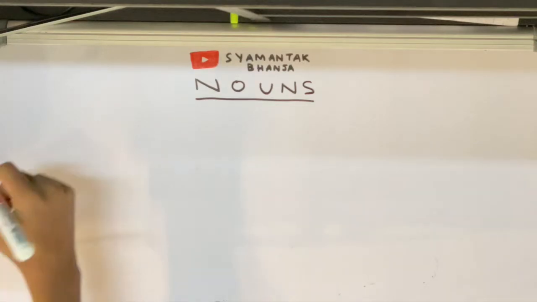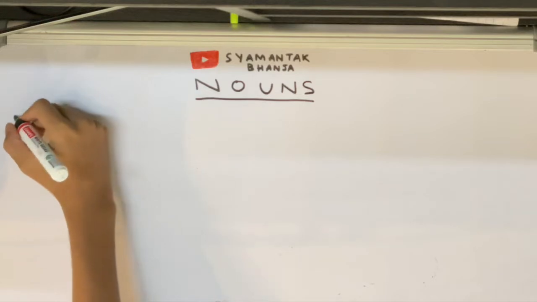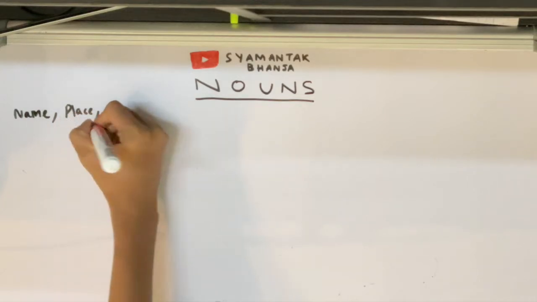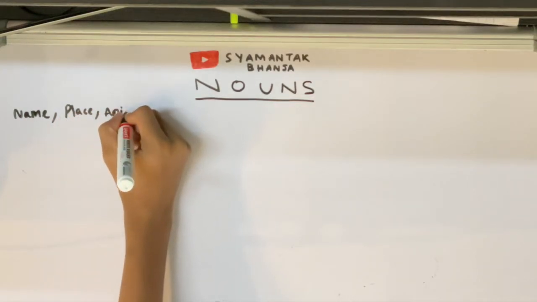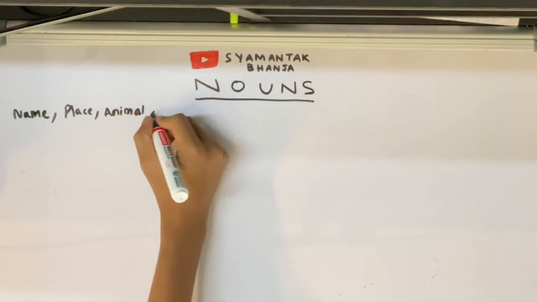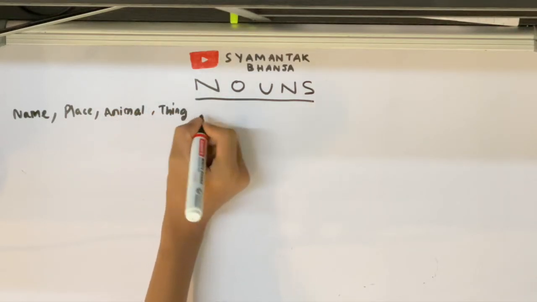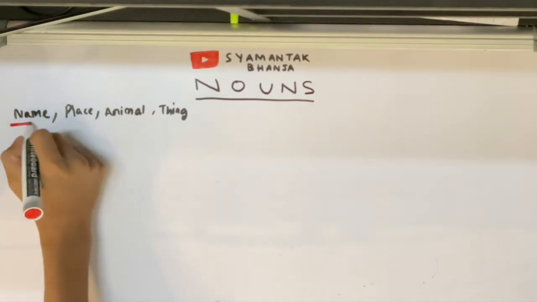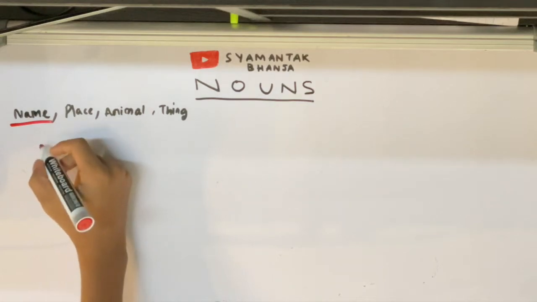So the first thing is the definition of nouns. A noun is anything with a name, place, animal, thing. You have heard this definition from first grade, I think. Name, place, animal, thing. But let's simplify this even further. Basically, the basic meaning of noun is name. It is the name of anything.